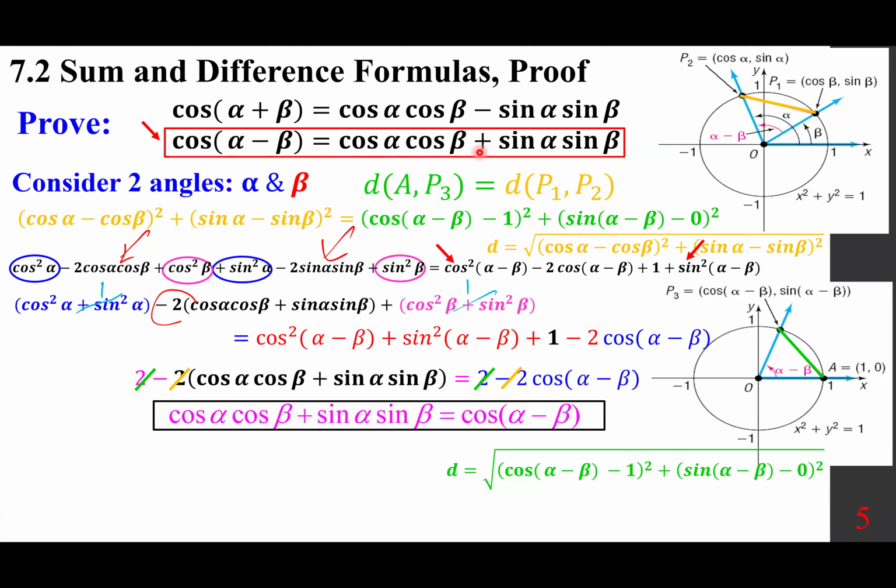But what about cosine of alpha plus beta? We are going to write cosine of alpha plus beta as cosine of alpha minus negative beta. So in this formula, we are going to replace the beta with minus beta. So this becomes cosine alpha cosine of minus beta. This becomes plus sine alpha sine of minus beta.